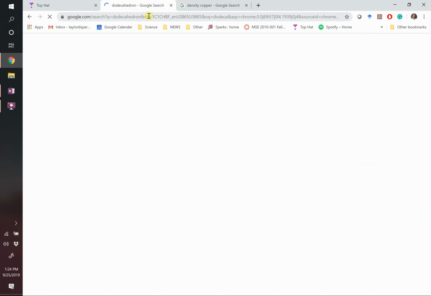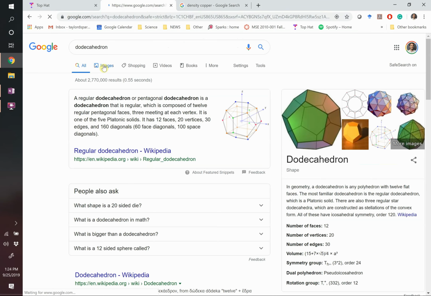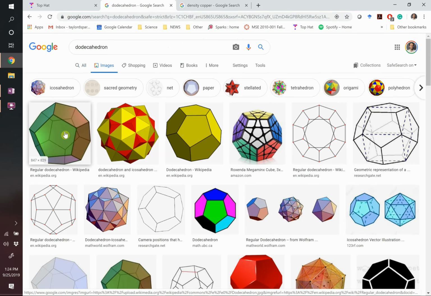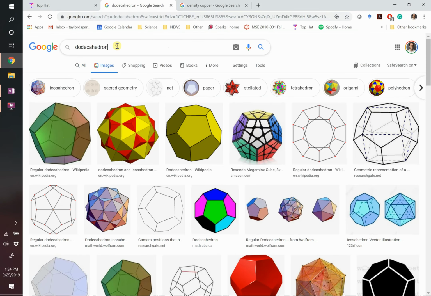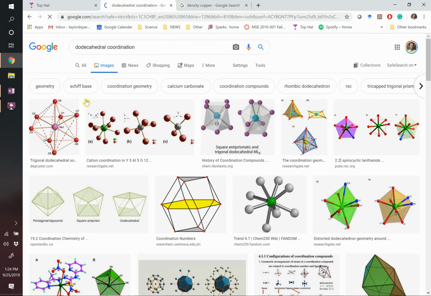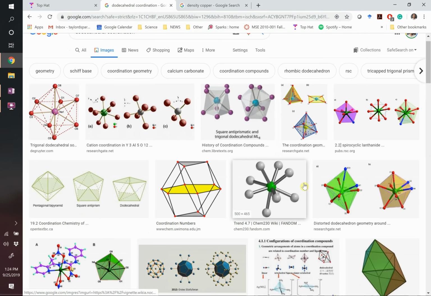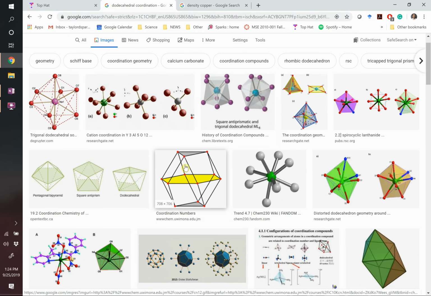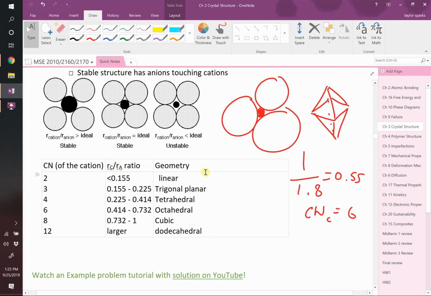A dodecahedron looks like, these pictures are worthless. Kind of like this one. Like that one. That's dodecahedral. Okay? 12, it's surrounded by 12 things. Okay, does this make sense?